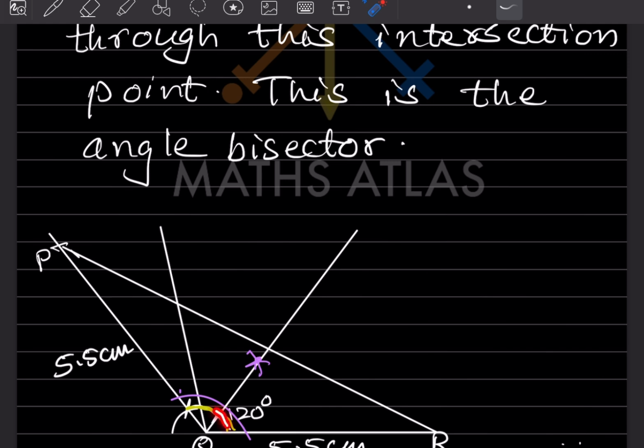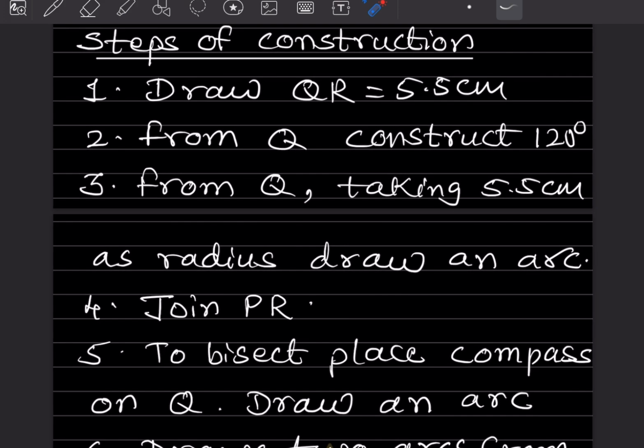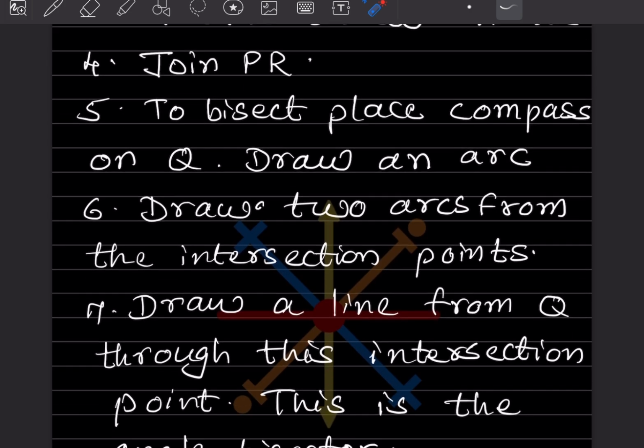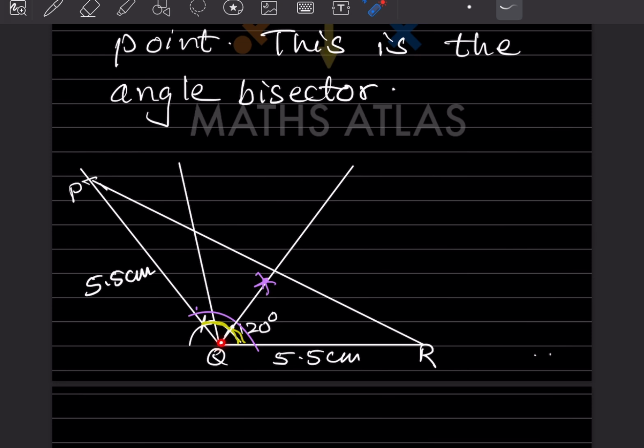This is 120. So we are going to bisect this angle. So for bisecting this angle, what are we going to do? Now see here. From Q taken this one. So join PR, to bisect, place compass on Q, draw an arc. So here you are going to draw one arc over here.